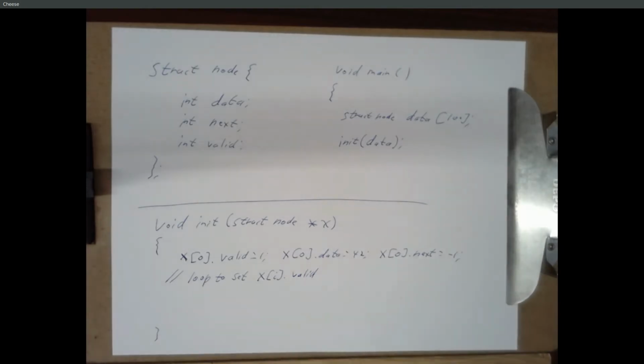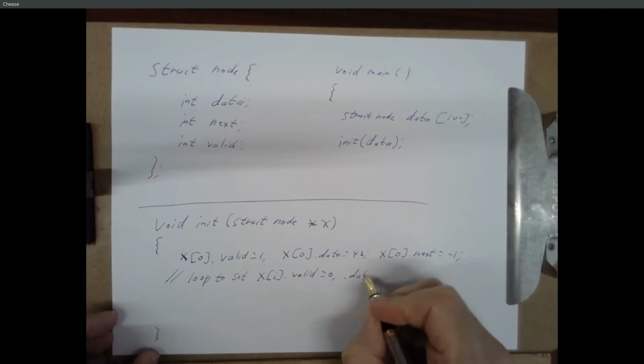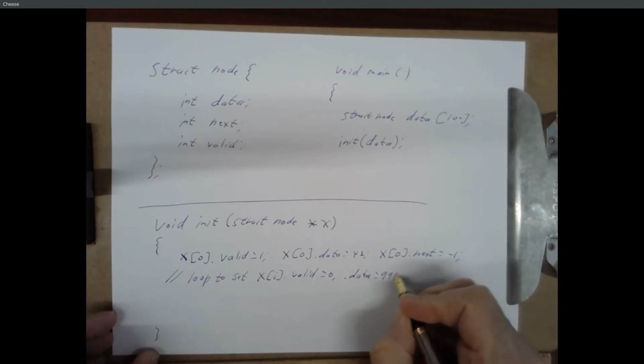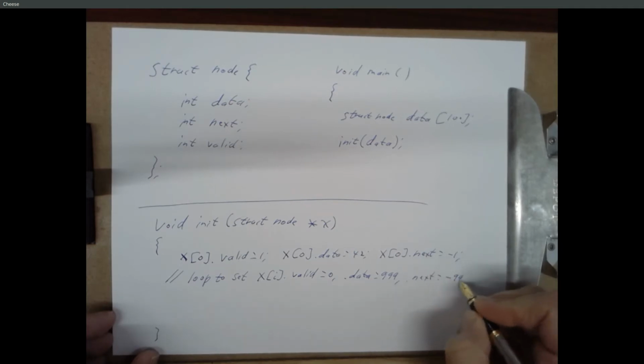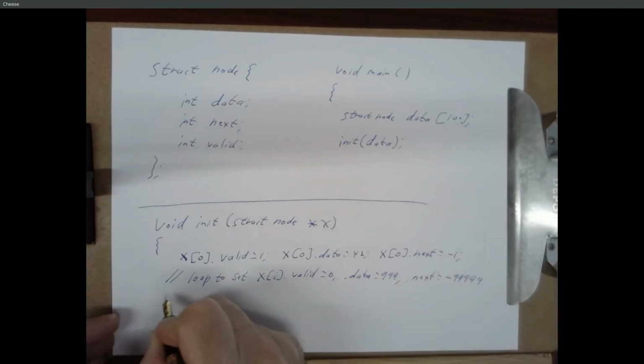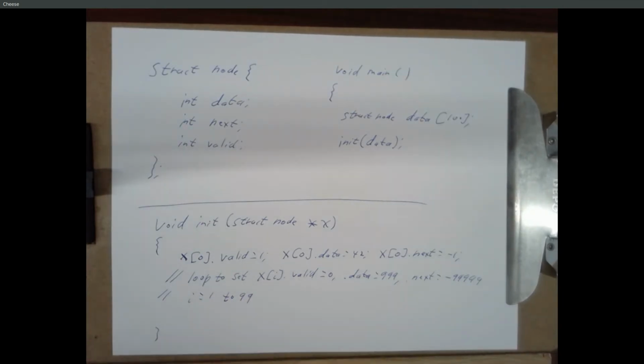So in our loop, we want to set valid equal to 0, data equal to 999, and next equal to -99999 for i equals 1 to 99. So you've got to actually write that loop. But other than that, this is your init function for ODP 40202.